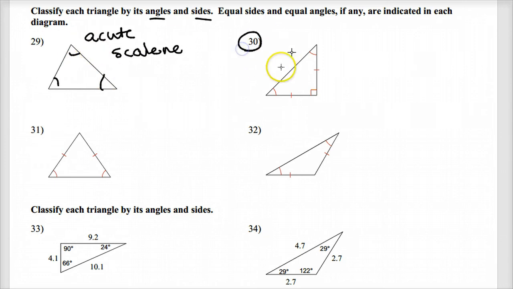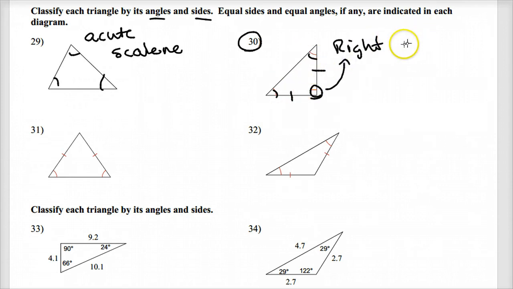All right, number 30. Look at this. We got mark, mark. That means those are the same. Mark, mark. That means those are the same. Well, this is a right triangle, first of all, because it's got a right angle. And because we have this symmetry, that makes it an isosceles. Cool. So that's how we go about doing this, just by markings. Let's see what else we have going on.